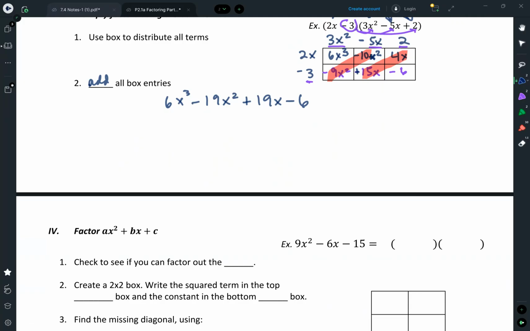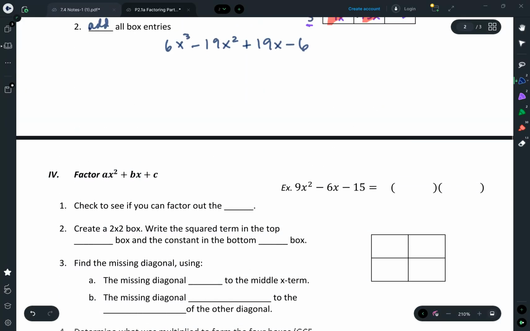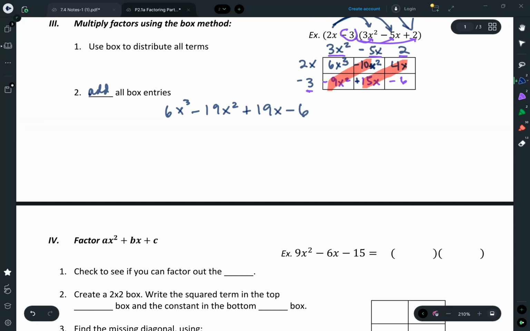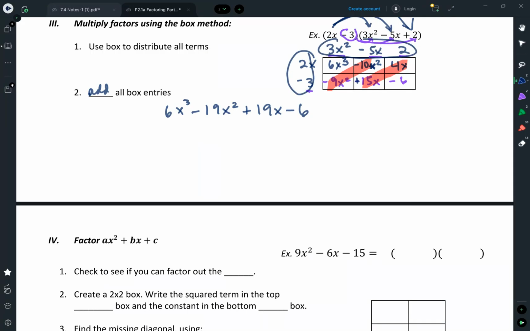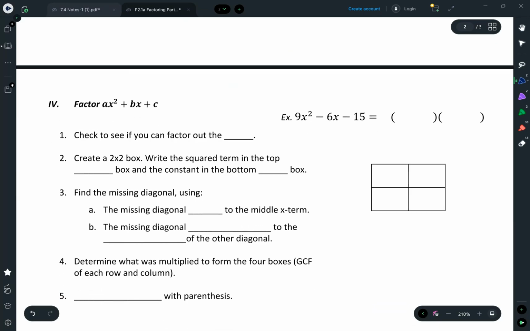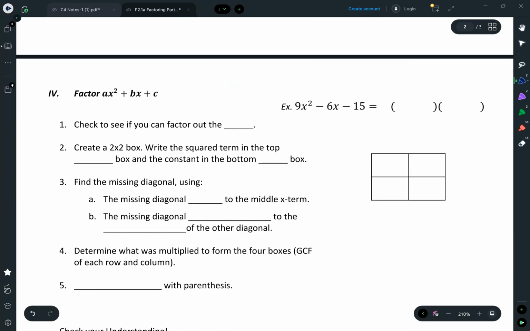And again, they should be in diagonals in the box. So we can use our box method to do factoring. So remember, the factors were the part that was on the outside. So what I would do is fill the stuff I have into the inside of it, and then I would find those factors.